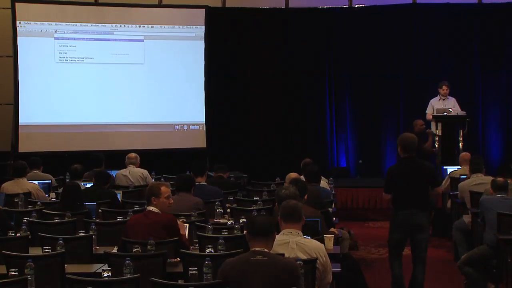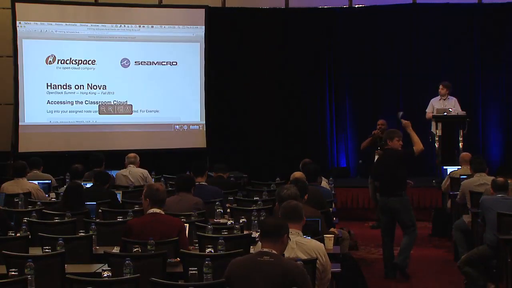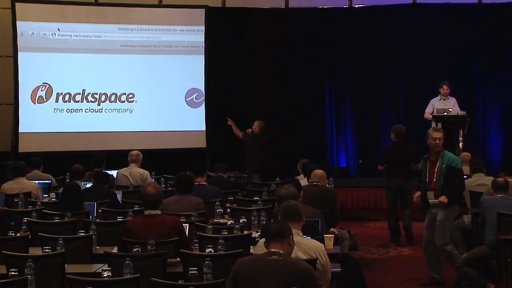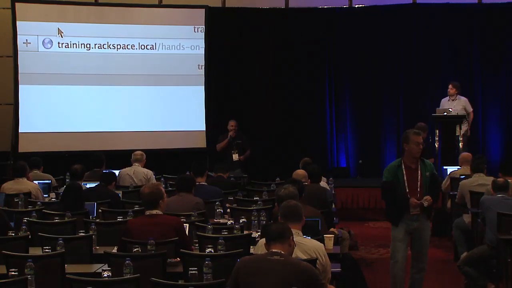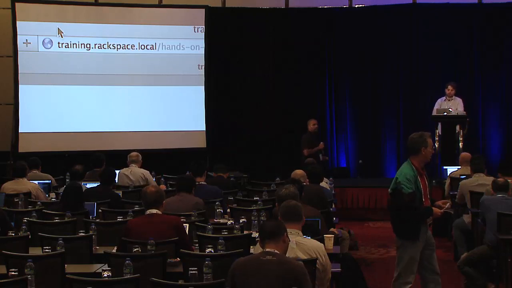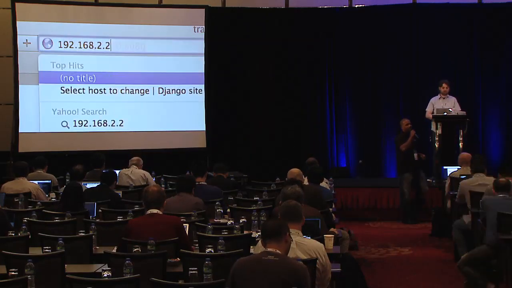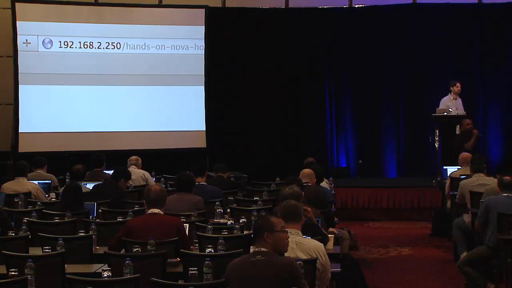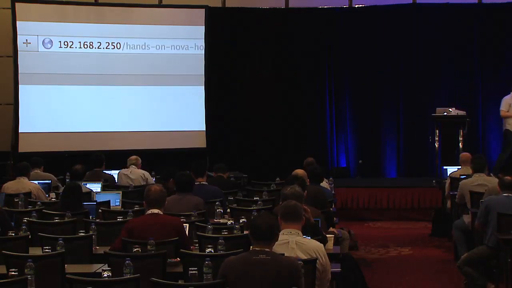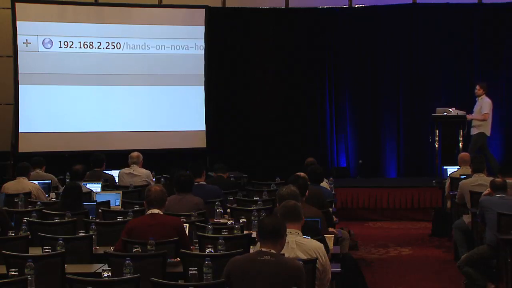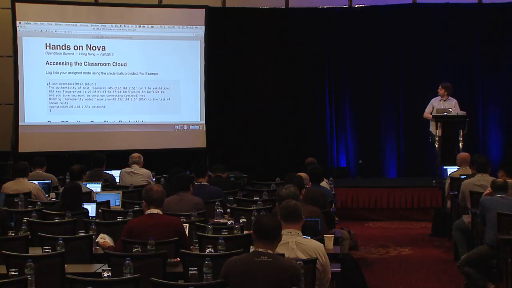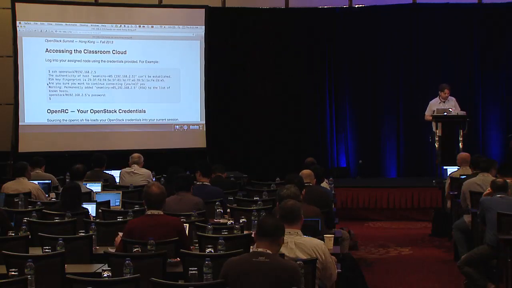Once you've logged into our cluster, the instructions for using Nova, this PDF you see right here, is at training.rackspace.local. Or you can use the IP address, which is 192.168.2.250. And in just a moment, our tour guide, Byron McCollum, will give you a guided tour through these Nova exercises.